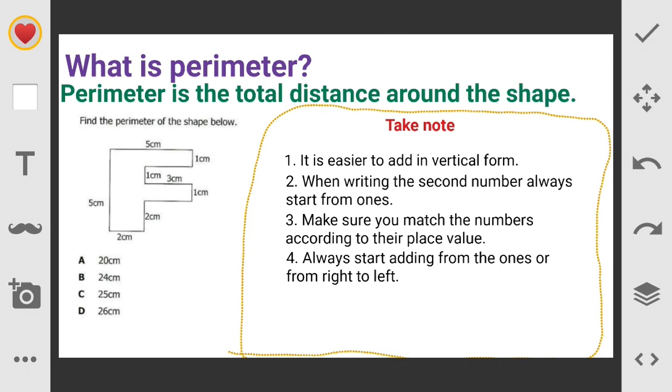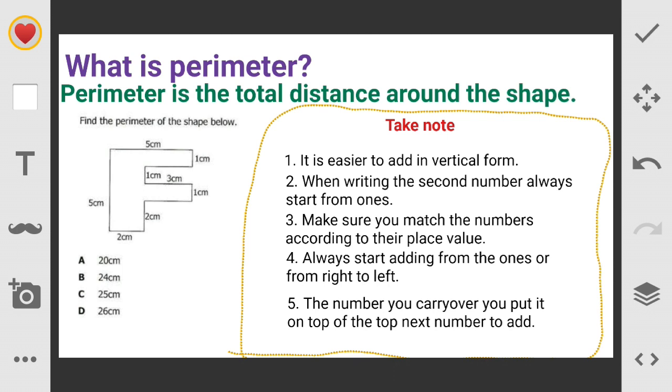Number 4, always start adding from the ones, or from right to left. So when you start adding, make sure you start from right coming to the left. So you start from ones, and after you add the ones, you go to the tens, then hundreds, just like that.